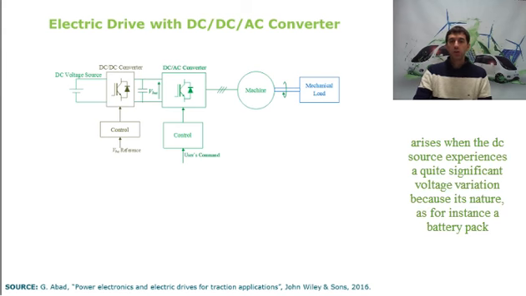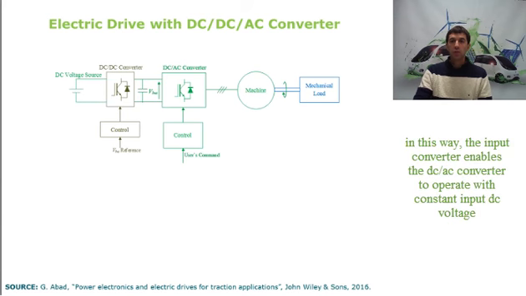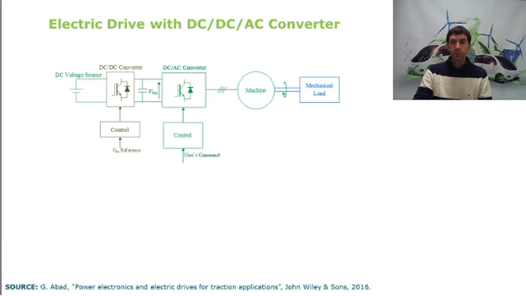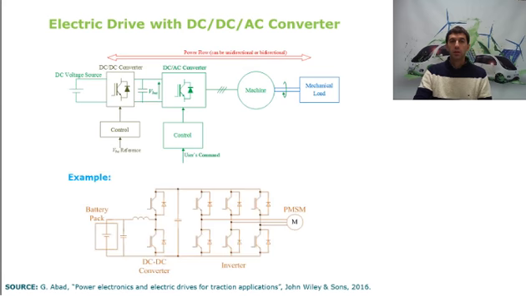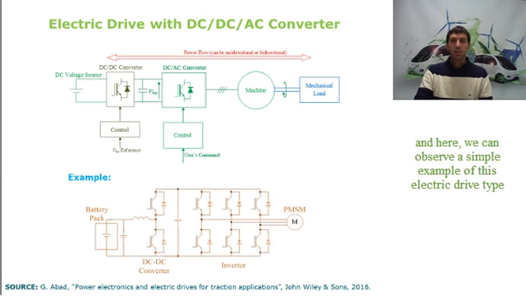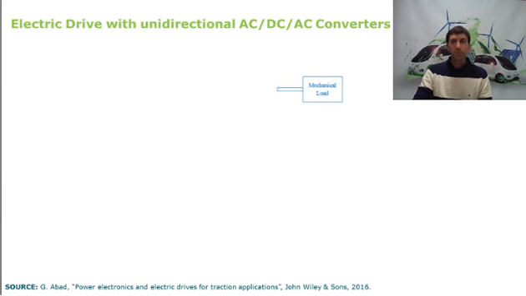arises when the DC source experiences a quite significant voltage variation because of its nature, as for instance a battery pack. In this way, the input converter enables the DC-AC converter to operate with constant input DC voltage. In this case again, the power flow can be in both directions. And here we can observe a simple example of this electric drive type.